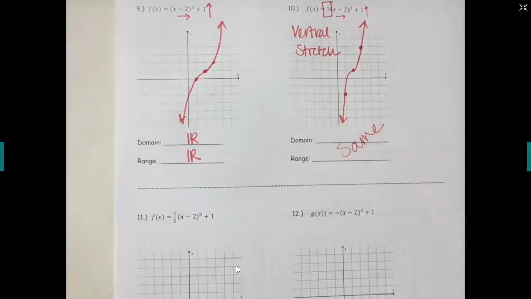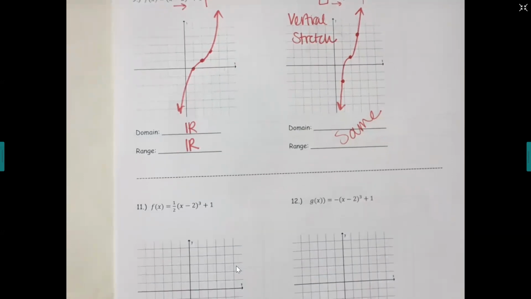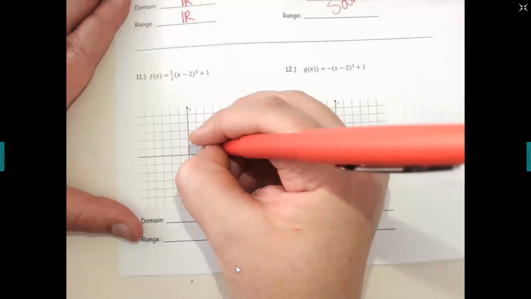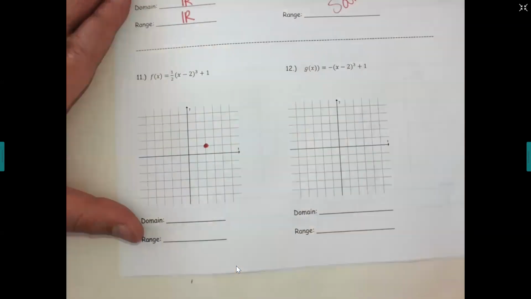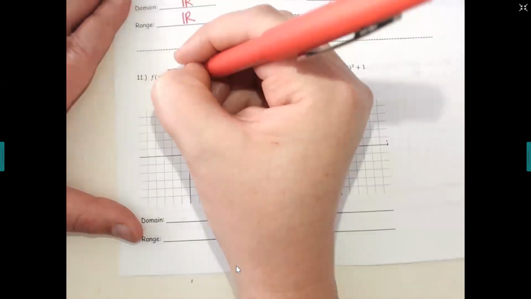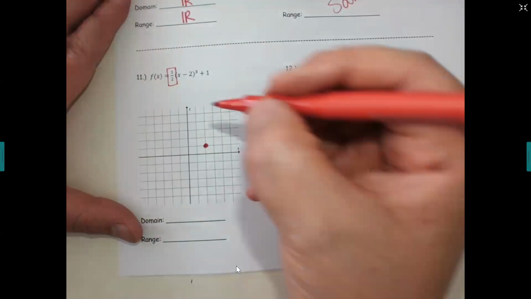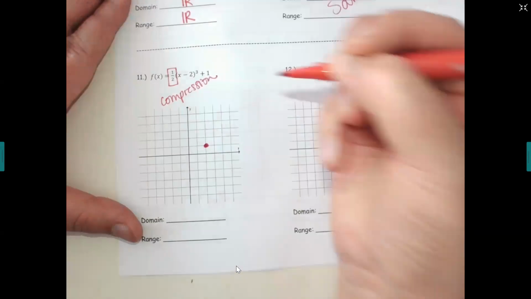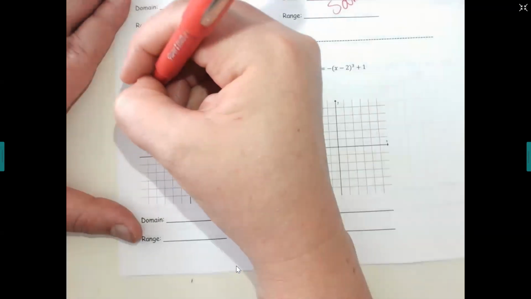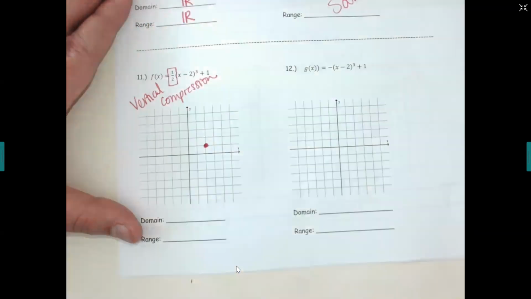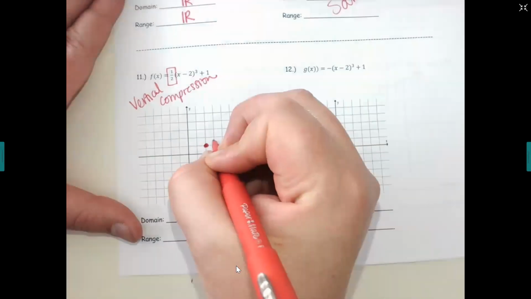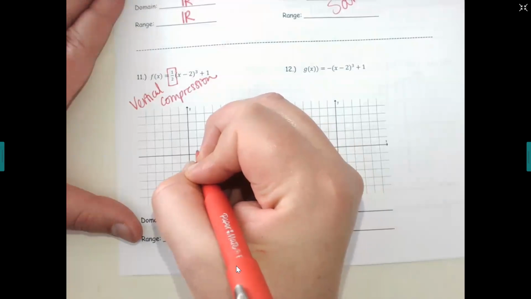Number 11, your starting point is the same. Go to 2, 1. Okay, 2, 1. But what new number is in number 11? 1/2 will be a stretch or a compression? Compression, very good. So for your vertical compression, instead of going up 1 whole box, how much am I going to go up? Only half. So go a half here and then a half here.